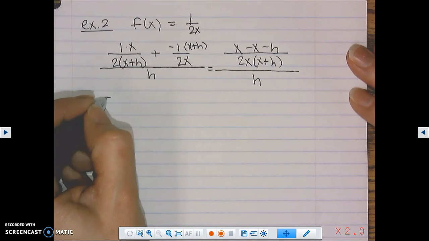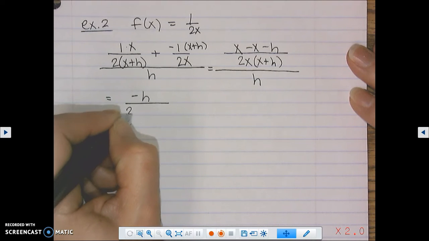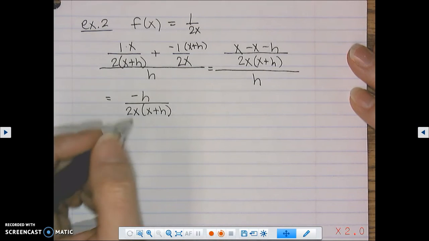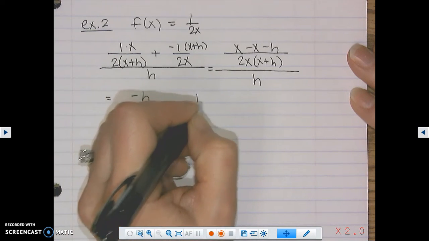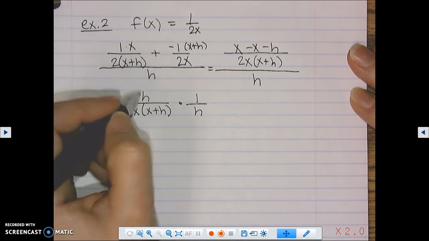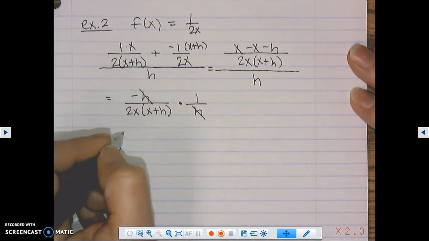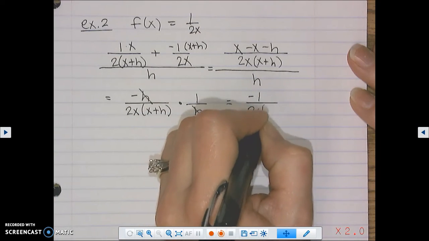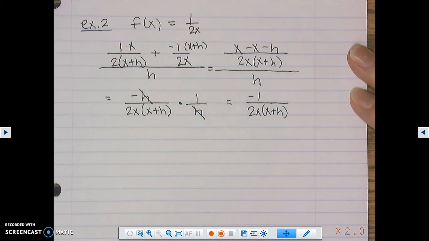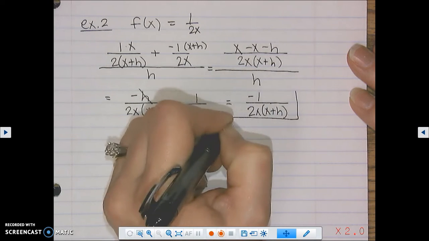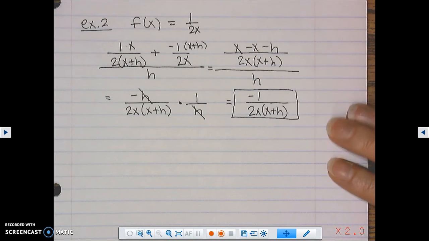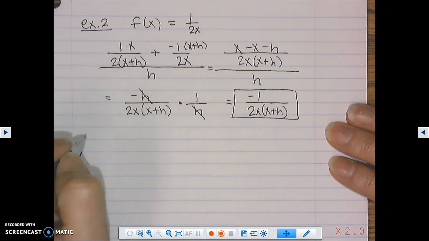Okay, combining like terms in the numerator there, we get negative h over the common denominator. And since this is still divided by h, that's the same thing as multiplying by 1 over h. Here our h's are going to cancel, and we'll go this way. We're going to be left with negative 1 over our common denominator of 2x, x plus h. And so that is our answer. Okay? Again, f of x plus h minus f of x all over h is what we're solving.